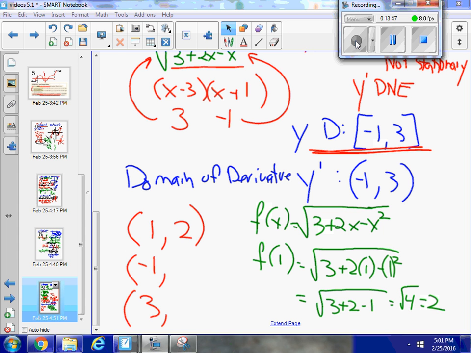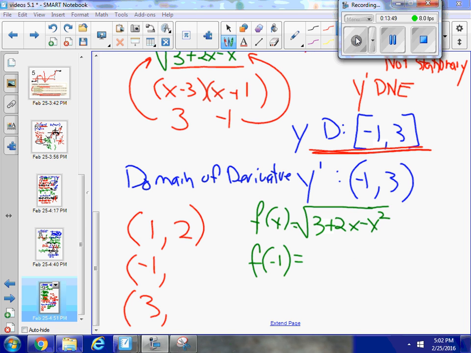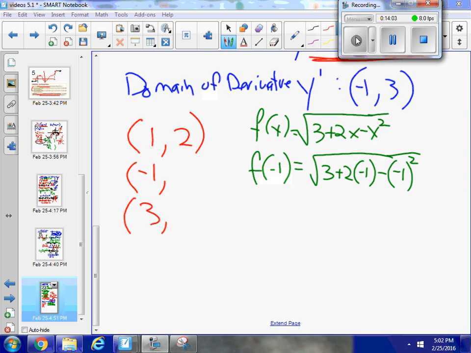What about f of negative 1? Well, that would equal the square root of 3 plus 2 times negative 1 minus, now be careful here, negative 1 squared. So that is equal to the square root of 3 minus 2 minus 1, because negative 1 squared is 1. So that is equal to 0. So I have another possible point right there at negative 1, 0.